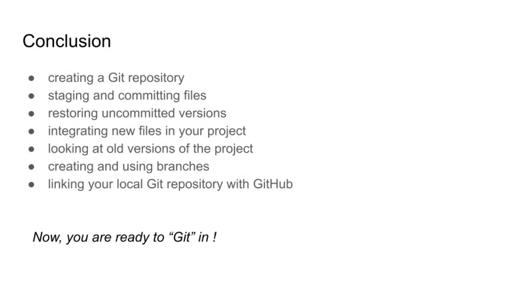So thank you for participating to this tutorial. So we've seen how to create a Git repository, how to stage and commit files, how to restore committed versions, how to integrate new files in your project, how to look at all versions of the project, how to create and use branches, and how to link your local Git repository with GitHub. And now you are ready to get in.